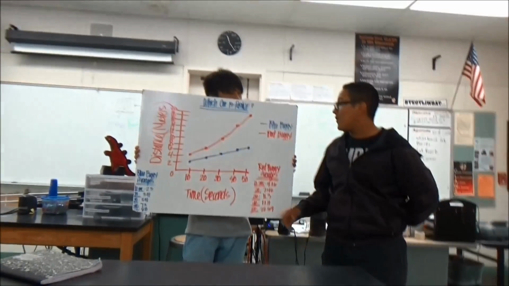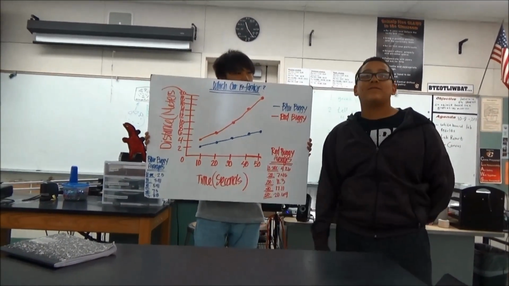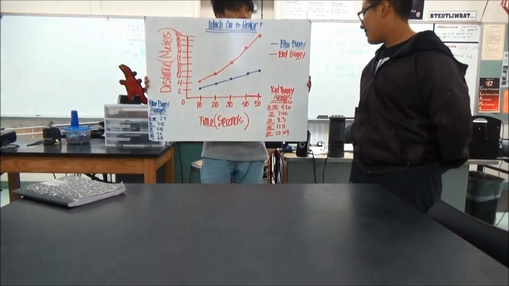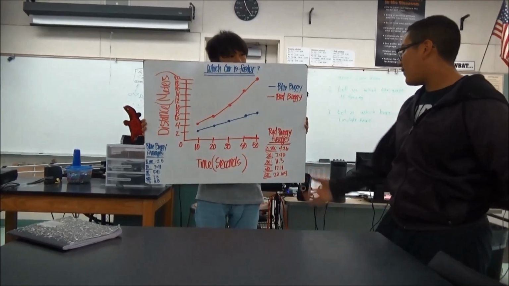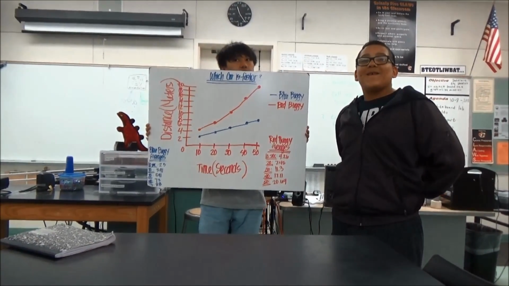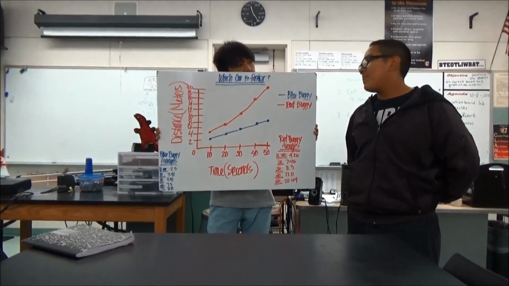So which one was faster? Oh yeah, the red buggy was faster. Because the averages. What about it? How far in meters they went in a certain amount of seconds. Okay, that's what the averages are. But what about the averages tells us that the red car's faster?